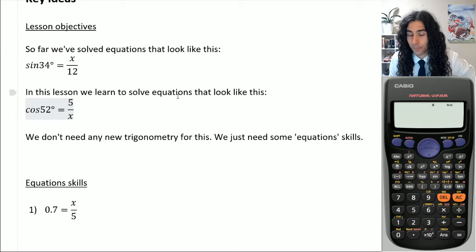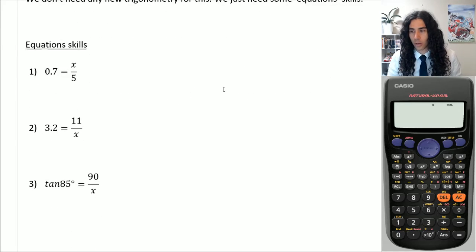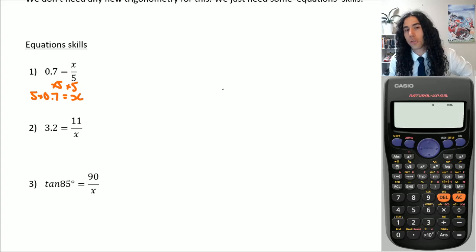So let's see them. For the very first one, this is what you've been doing so far. 0.7 equals x on 5, and all you did was times both sides of the equation by 5, and you get 5 times 0.7 equals x. That's what we've been doing so far, and then use your calculator to find out what the answer is. In this case, you don't need to. 3.5.